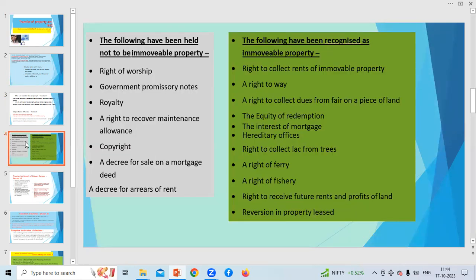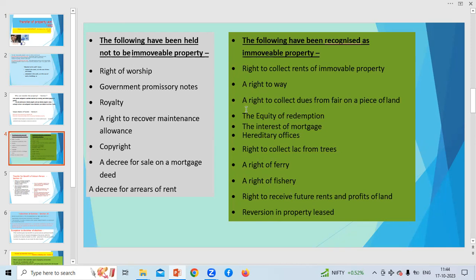The following has been held not to be immovable property. This is a list of non-immovable property. First, right of worship, government promissory notes, royalty, a right to recover maintenance allowance, copyright, a decree of sale on a mortgage deed, and decree of arrears of rent. Now we'll see which is recognized as immovable property. This is not immovable property, and this is immovable property.